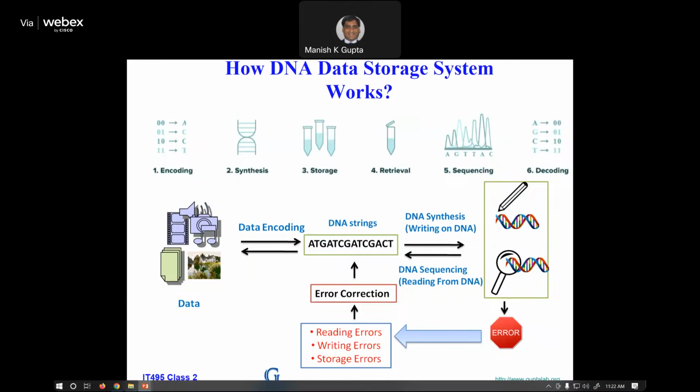Homopolymer means they are repeating. Non-homopolymer means we should not have this repetition of ACGT. How do we convert our actual data into these kinds of DNA strings? Let me show you first the initial attempt that was made, and then how they arrived at the solution.